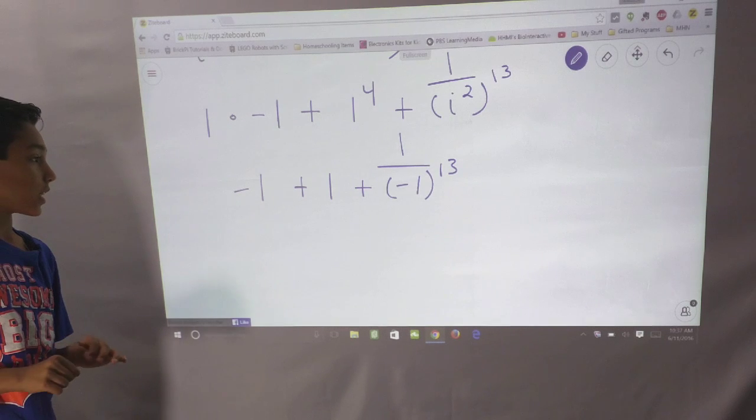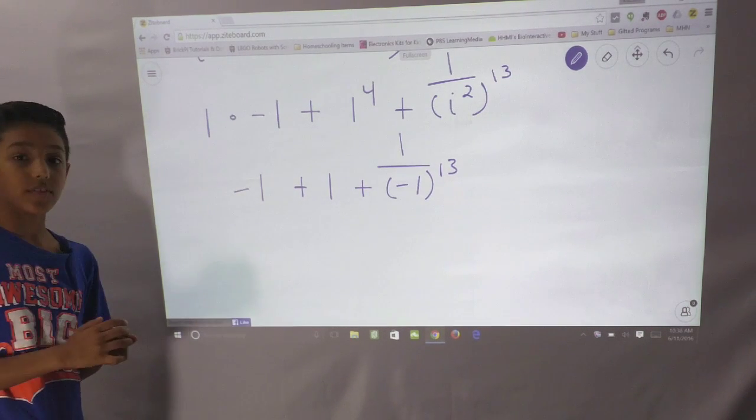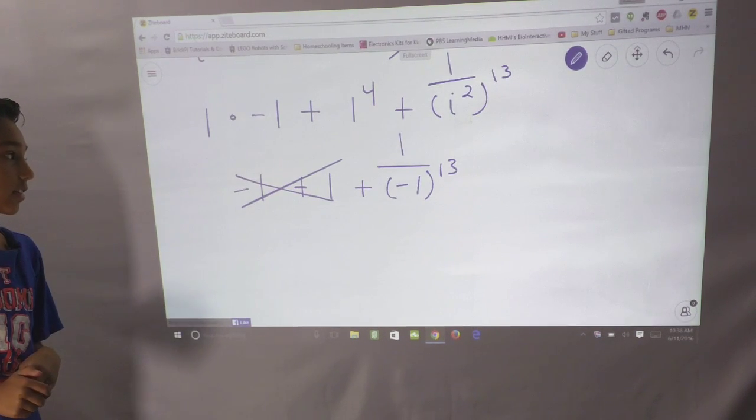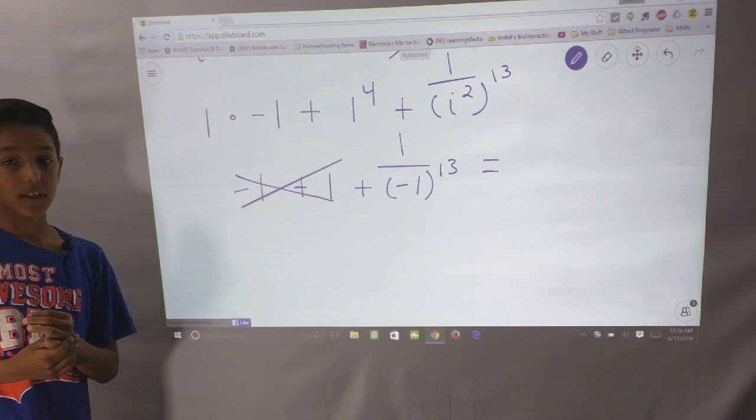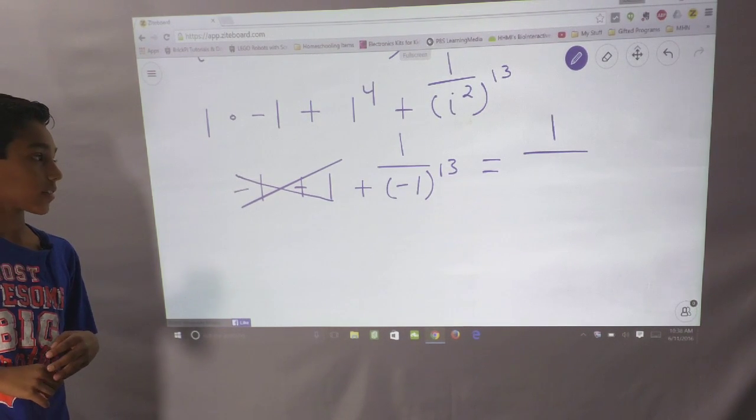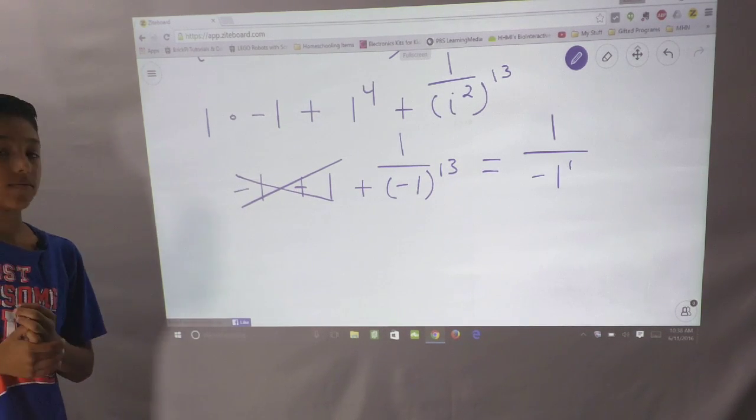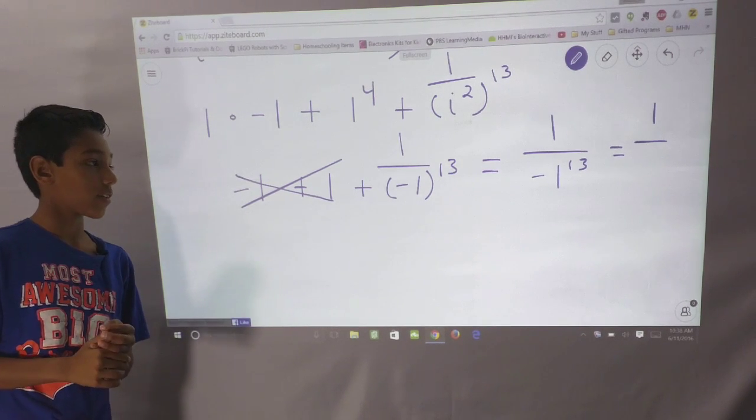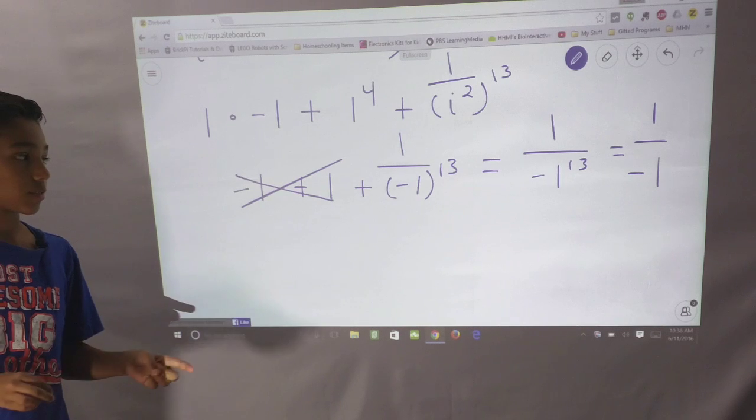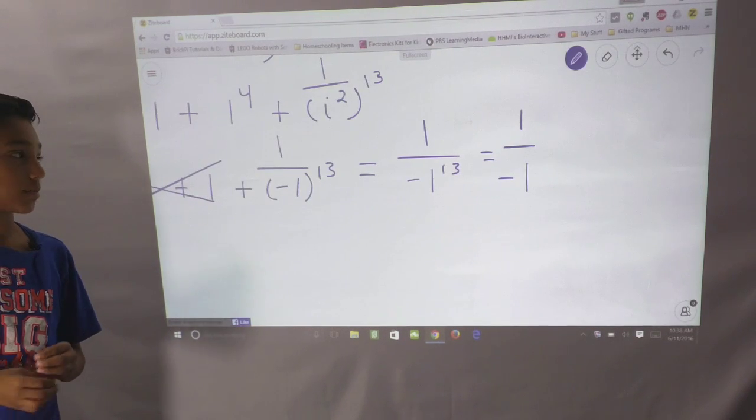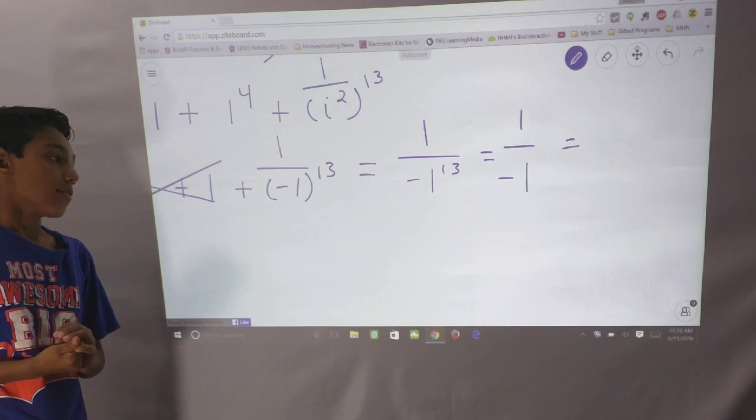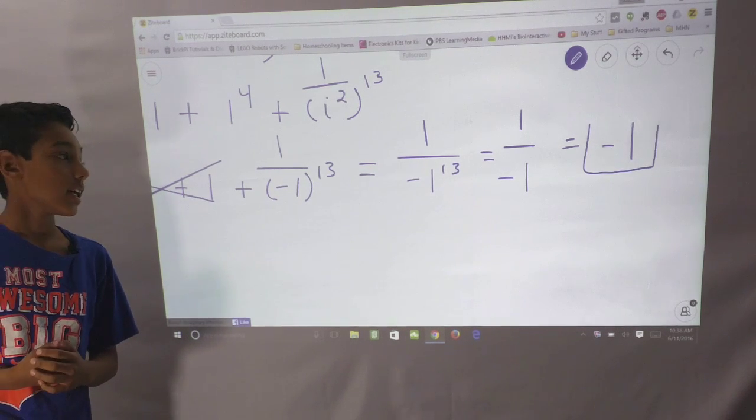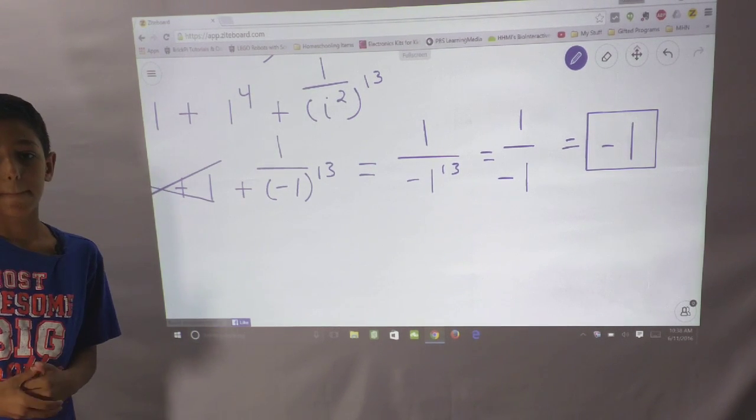So now we can simplify this even further. Negative 1 plus 1 is 0, so we can cancel that out. And then 1 over negative 1 to the power of 13. If you multiply negative 1 times itself 13 times, you get negative 1. So we have 1 over negative 1 equals negative 1. And we have this for our answer.